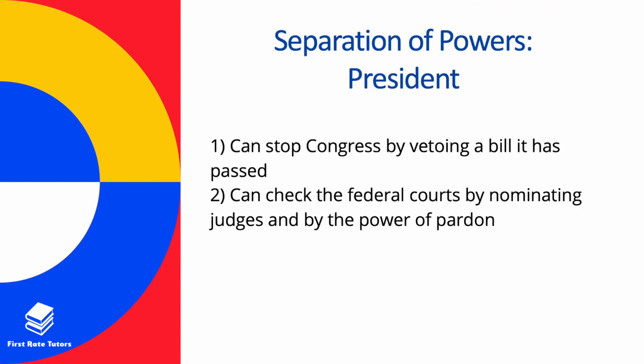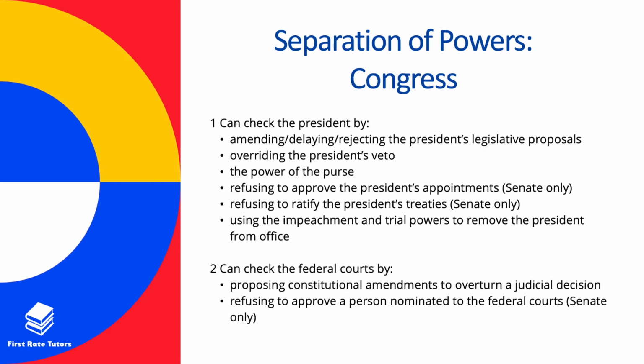Now, let's look at separations of powers, starting with the president. The president can stop Congress by vetoing a bill it's passed, and secondly, the president can check the federal courts by nominating judges and by the power of pardon. Now, these are some of the powers that Congress has. Firstly, Congress can monitor the president by amending, delaying, or rejecting the president's legislative proposals. Congress can also override the president's vetoes.